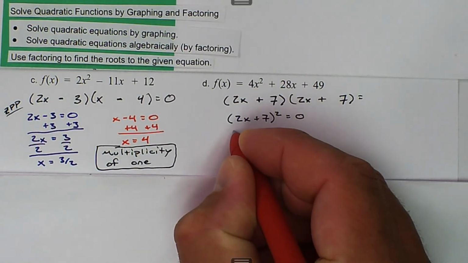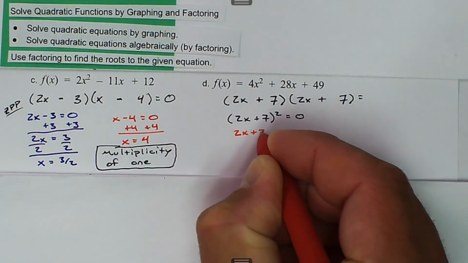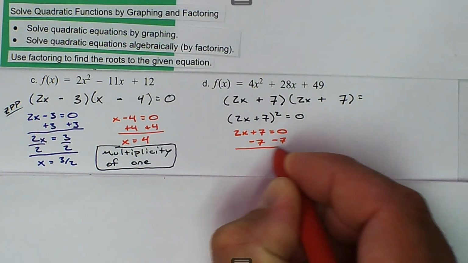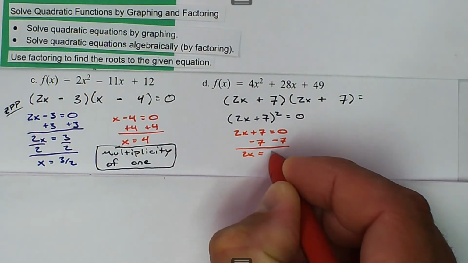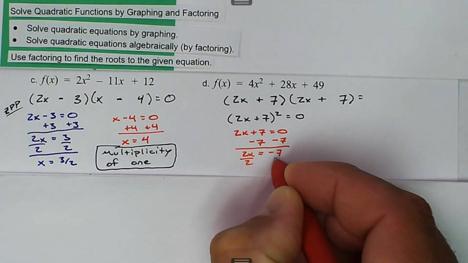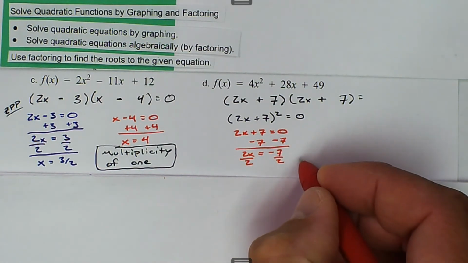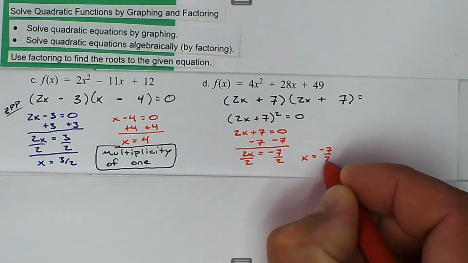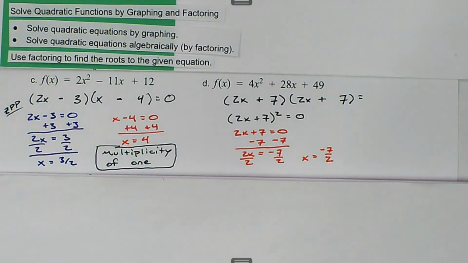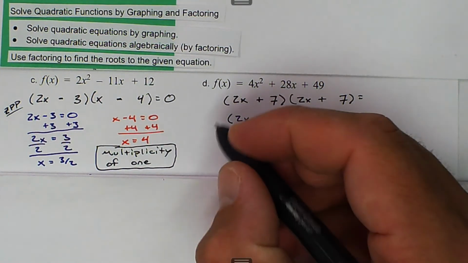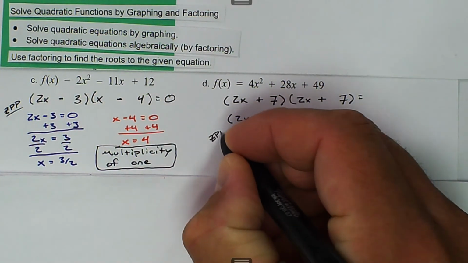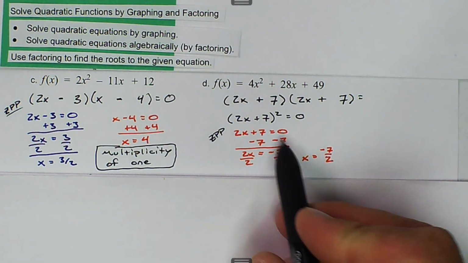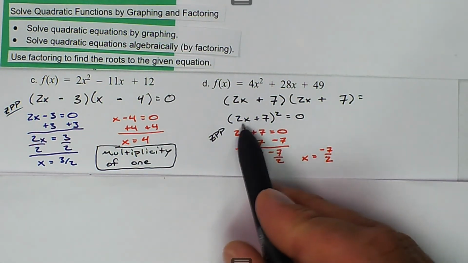And so we can say 2x plus 7 equals 0 by the zero product property. So we subtract 7. Then we have 2x equals negative 7 and divide by 2. And then we get x equals negative 7 over 2. And that is going to be a multiplicity of 2 because there are two solutions at the same point.